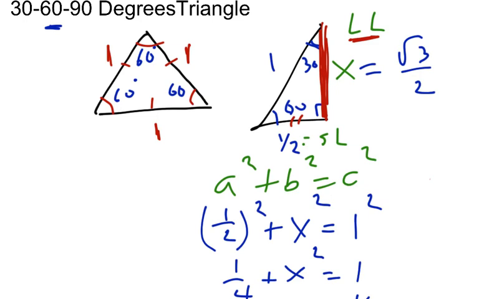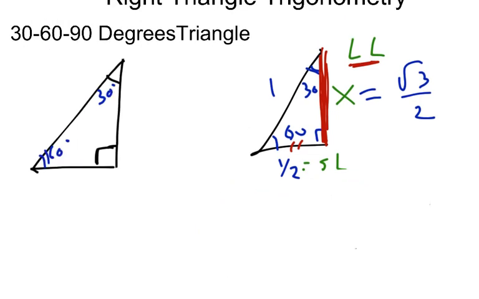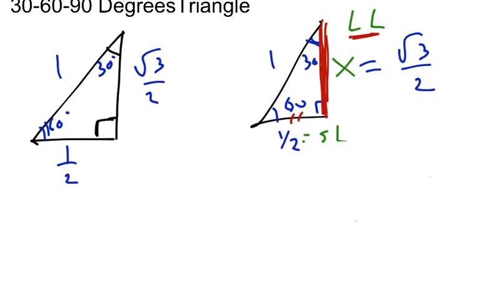Let's erase a little bit. Okay, now I have my 30, 60, 90 triangle here on the left side. We know the dimensions of this: 1, square root 3 over 2, and 1/2. Now, the ratios: sine, cosine, tangent.